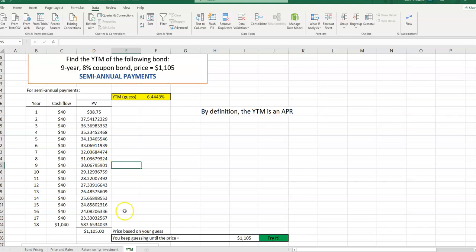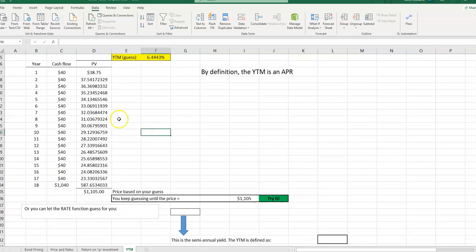And I'll go through there and I'll get that value there, 6.4443%, and that's fine. Again, that's very illustrative of what's going on. It clearly shows what's happening here. It's kind of tedious. The RATE function can do that for you.